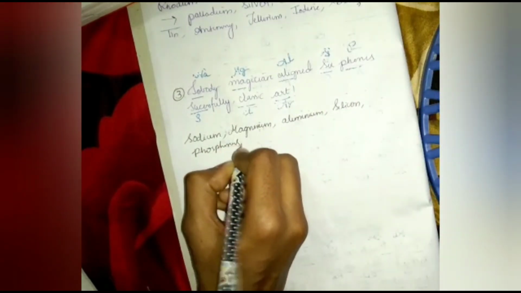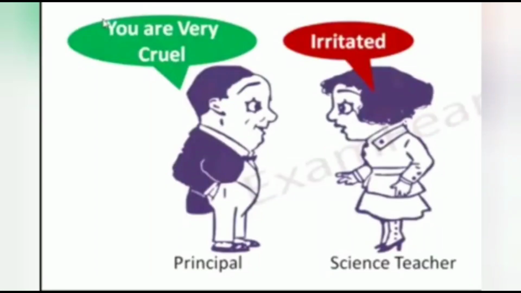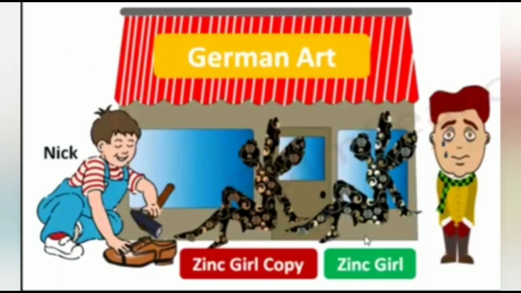Okay, tricky ones. Here we are seeing the principal and the science teacher, and the Nick, German art, jingle copy, jingle. We are seeing two sub stories. That means for one story there is another sub story. Principal called science teacher very cruel, ma'am irritated, cobbler Nick copied, jingle, and German arts fish brother cried.